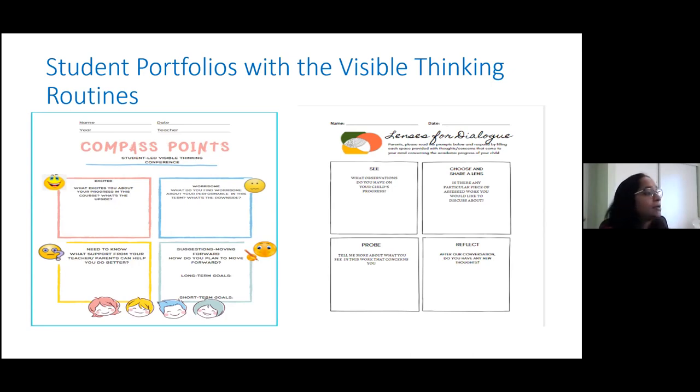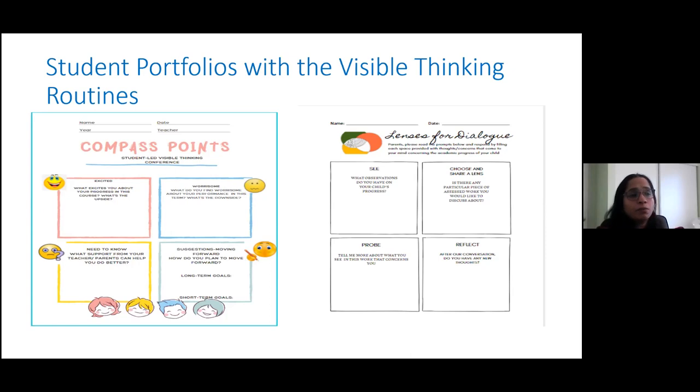And that would help. Then what do you need to know? What support from your teacher or parents can help you do better? What are your suggestions for moving forward? What are your long-term goals? What are your short-term goals? This can be filled out by the student. Again, the use of a visible thinking routine for a student portfolio.